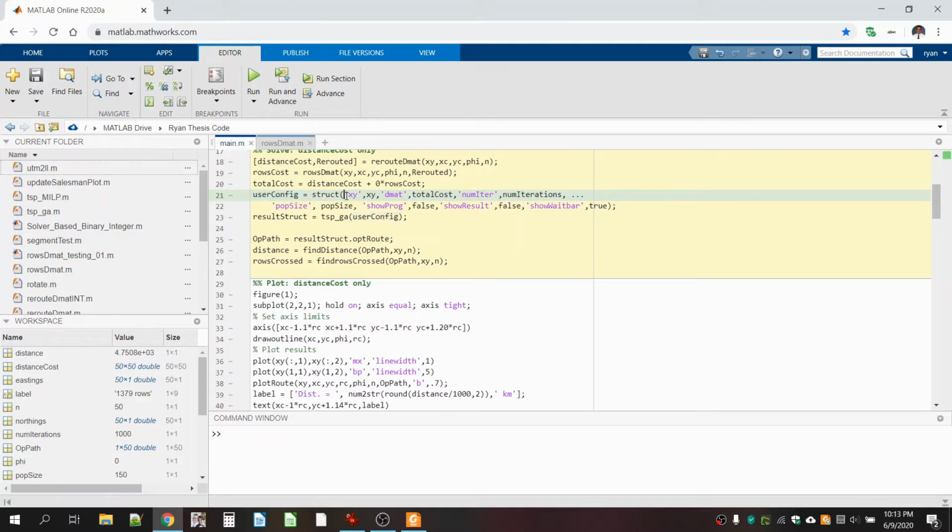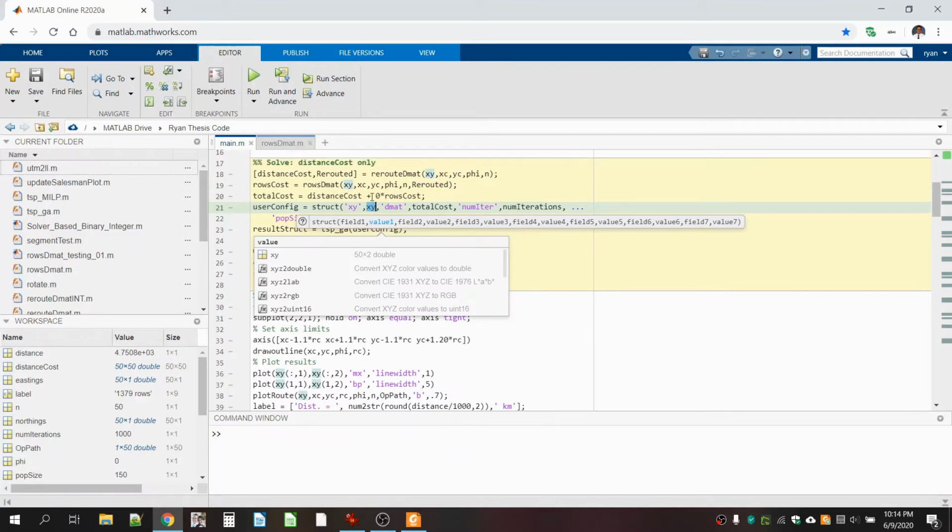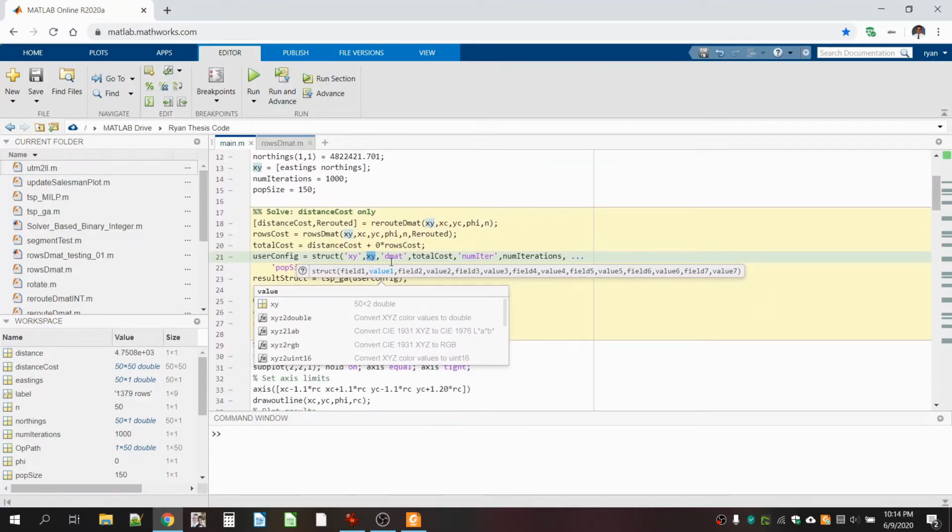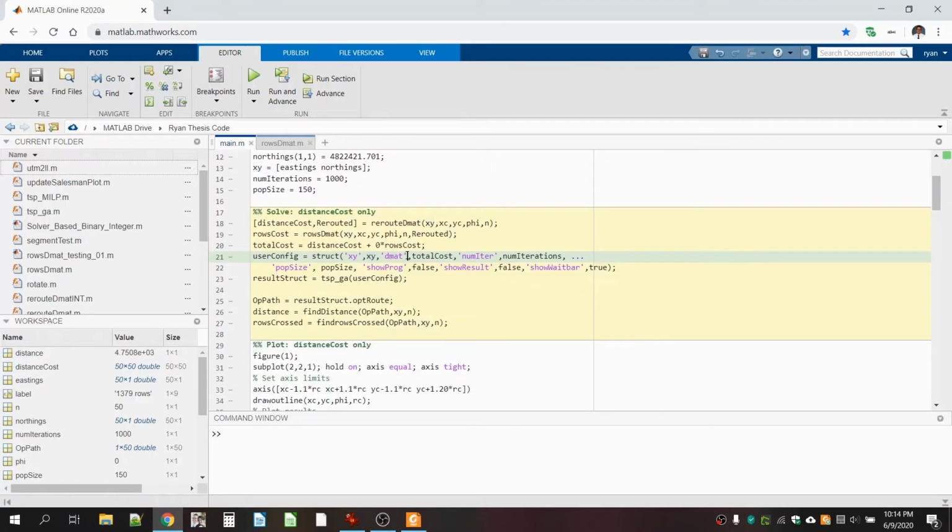So I'm passing my XY. It's looking for a matrix called XY, which contains all your latitudes and longitudes, which in my case I've just called XY. Now, if you don't give it the cost matrix, it'll formulate its own, like I said before. But here I'm telling it that I'm going to pass it DMAT that I've calculated myself, and I'm going to pass it this total cost matrix.